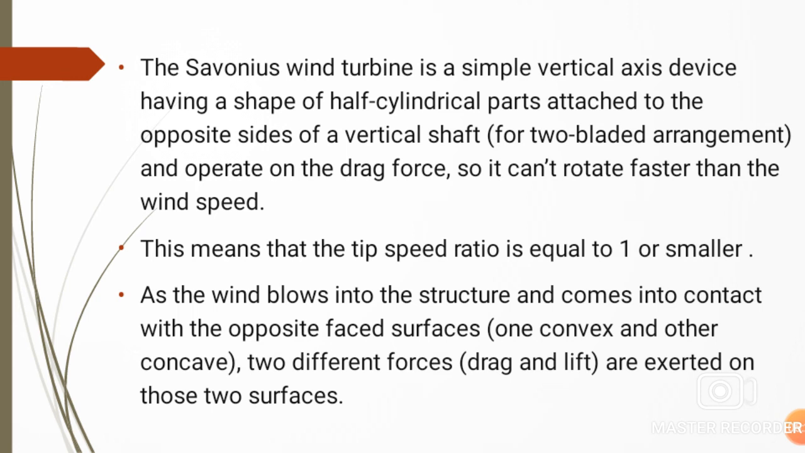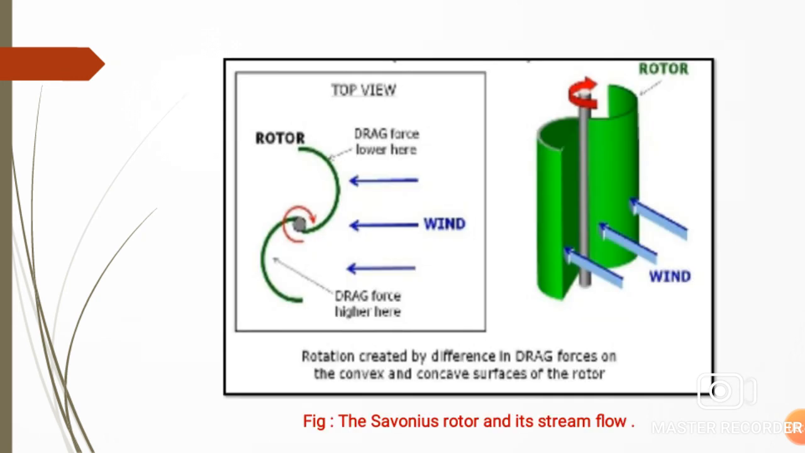As the wind blows into the structure and comes into contact with the opposite faced surfaces, one convex and the other concave, two different forces, first the drag and second the lift, are exerted on those two surfaces. This whole arrangement is shown in the following figure. This is the figure. There is a green part which is a blade and which is made from the cylindrical part of the cylinder.